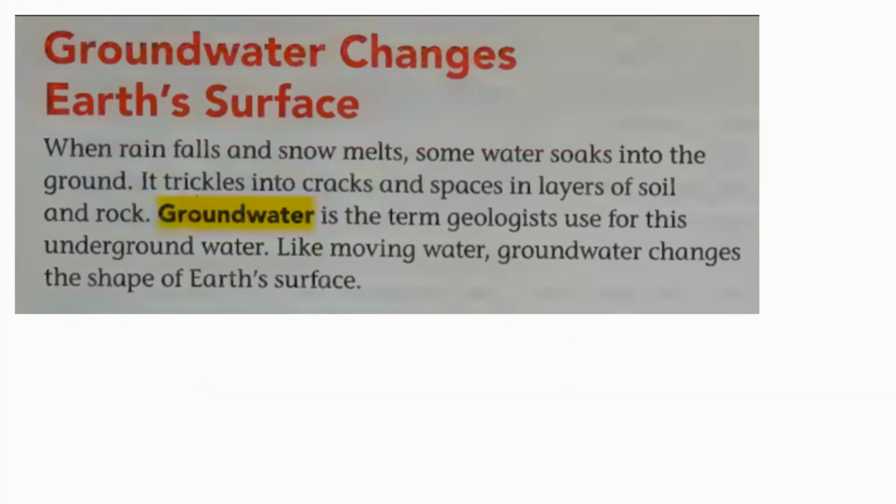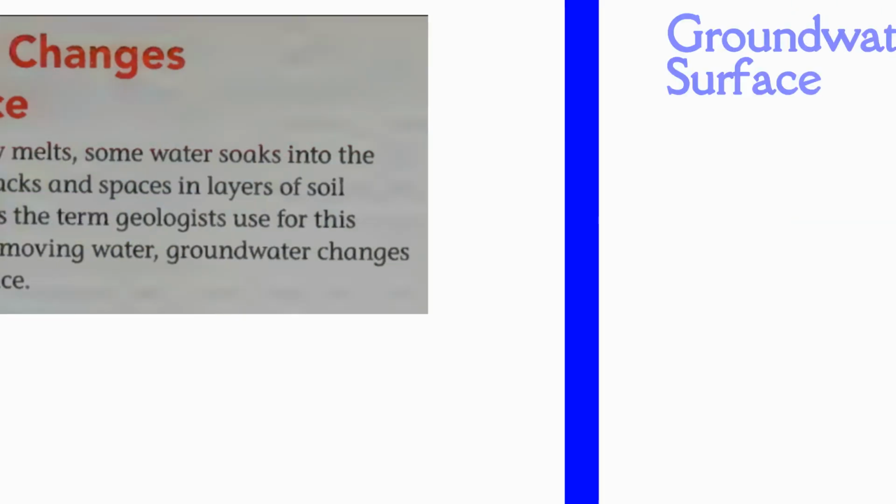Groundwater changes Earth's surface. When rain falls and snow melts, some water soaks into the ground. It trickles into cracks and spaces in layers of soil and rock. Groundwater is the term geologists use for this underground water. Like moving water, groundwater changes the shape of Earth's surface.